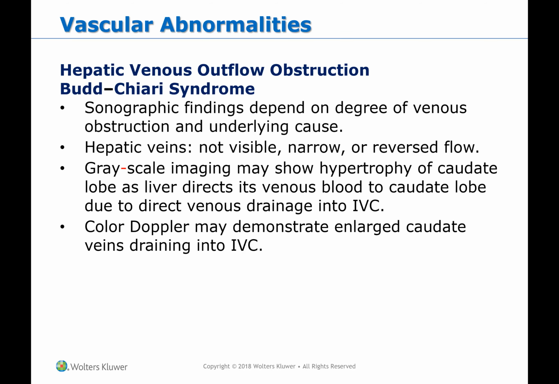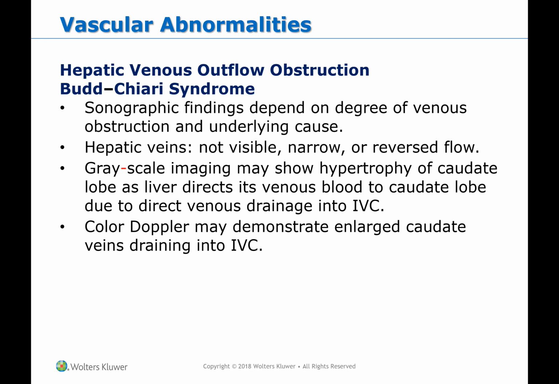And sonographic findings depend on the degree of venous obstruction or underlying flow. So you're going to see hepatic veins not being visible, narrow, or reverse flow. On grayscale imaging, which is without color flow, you're going to have hypertrophy, which is enlargement of the caudate lobe, as the liver directs its venous blood to the caudate lobe to direct venous drainage into the IVC, because our bodies are super smart.